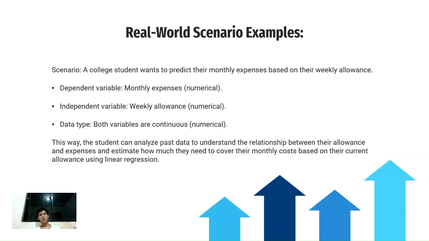This way, the student, or I, can analyze past data to understand the relationship between allowance and expenses, and estimate how much is needed to cover monthly costs based on the current allowance using linear regression. So this is one of the ways that we can use linear regression in a real world scenario.